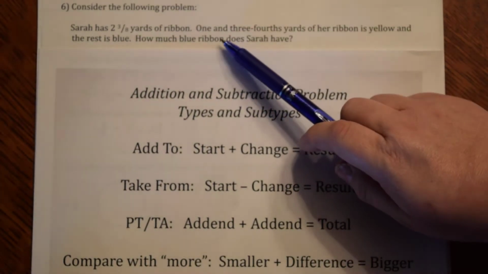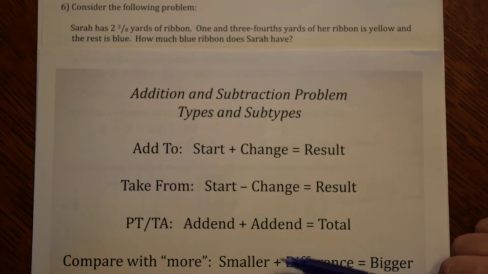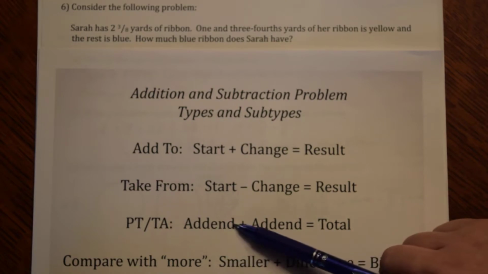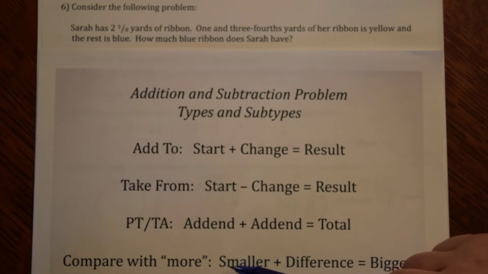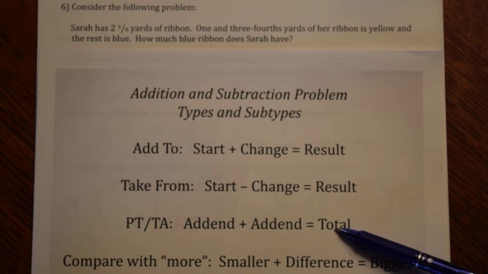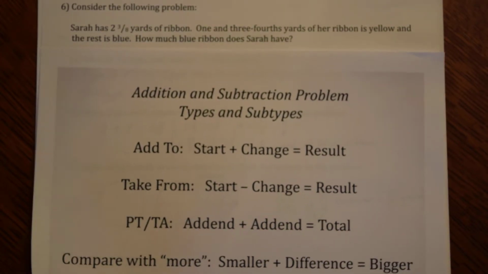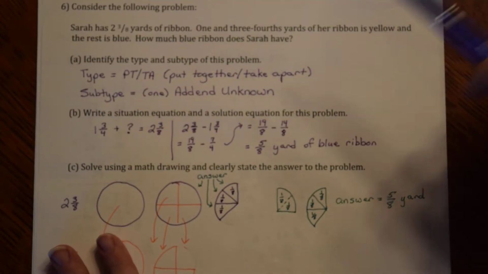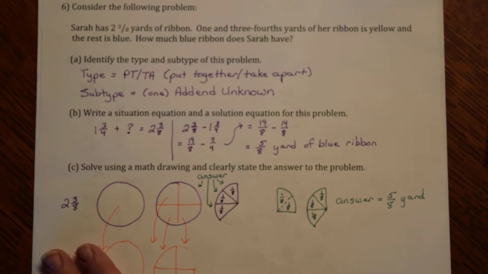Well, we have 1 3/4 yards of yellow ribbon plus the blue ribbon would equal the total ribbon. And so we know the yellow, we don't know the blue, but we do know the total. And so it would be one add-end unknown. So put together, take apart, add-end unknown.